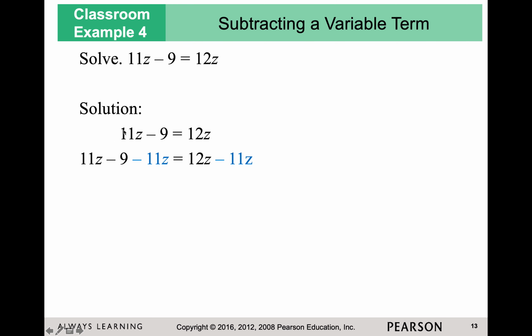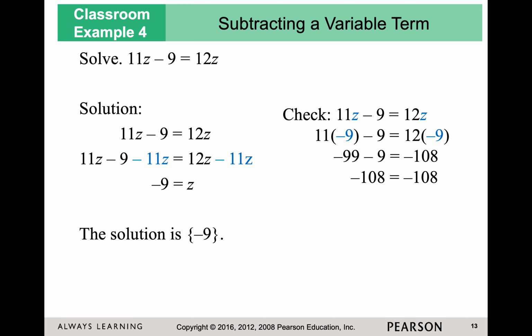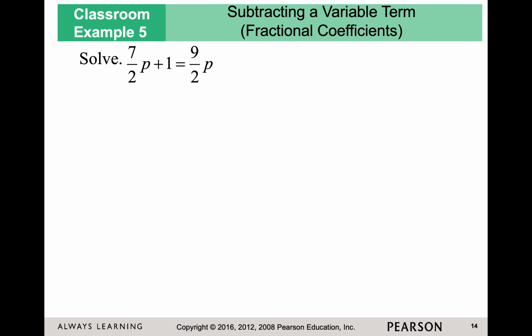It's a positive 11, so I'm going to subtract 11 from both sides. When I do that, 12 minus 11 is 1, and then the negative 9 is alone. We can check our work by plugging negative 9 in for z, and we see that it is in fact true, so negative 9 is a solution.